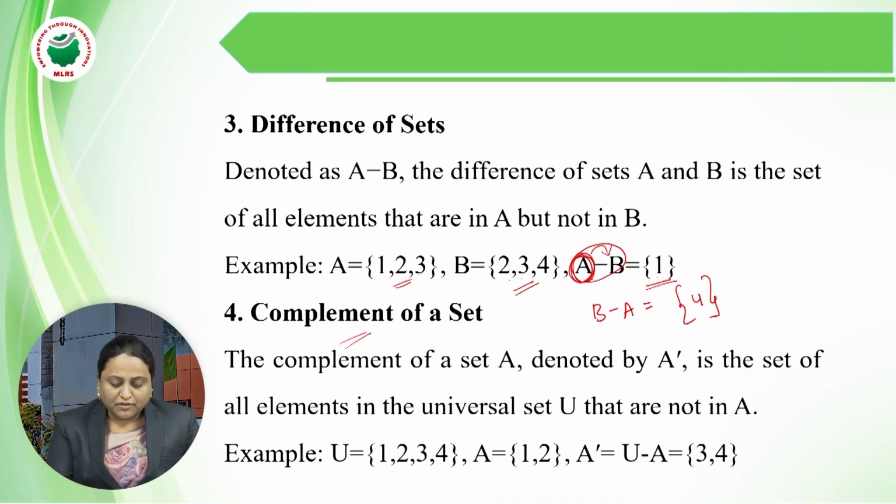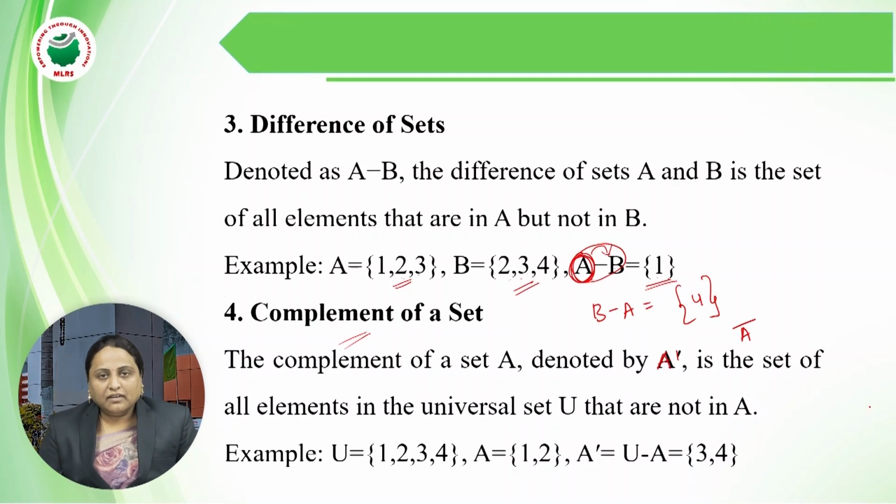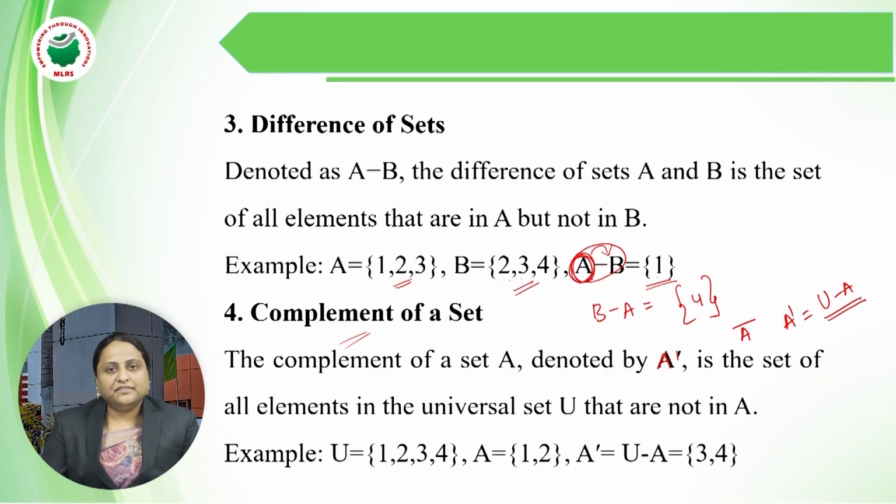And next is complement of the set. So complement is denoted in this way. This is A complement, or sometimes denoted as A complement in this way. So this is nothing but the universal set minus A. A complement is denoted by universal set minus A. Universal set is, as we have discussed, the total number of elements we are going to consider at that point of time will become the universal set. So here we are removing the elements present in A and the other elements in U will be considered. That is known as A complement.